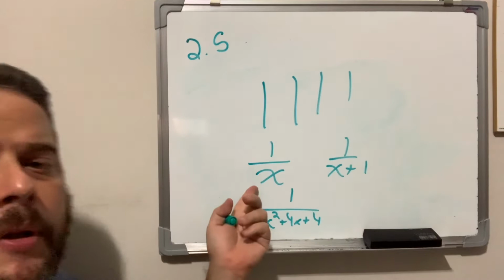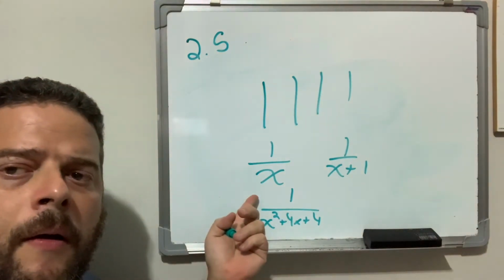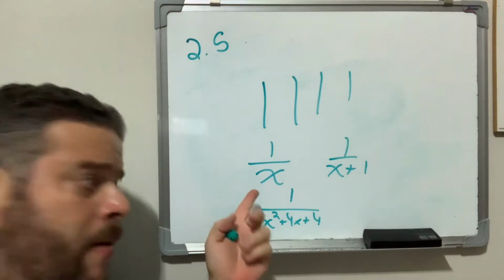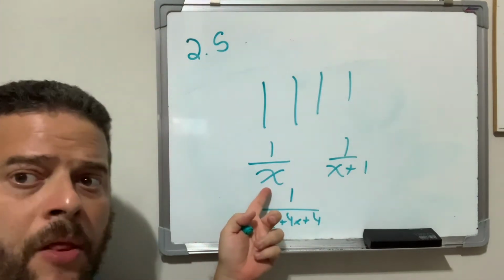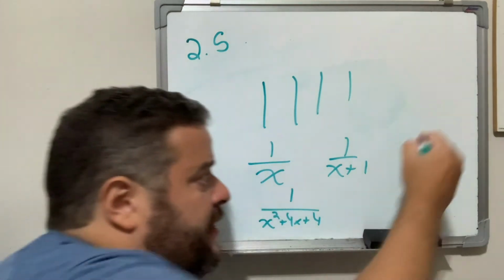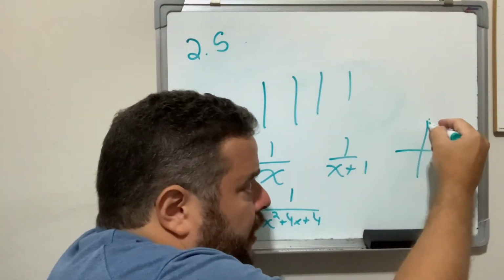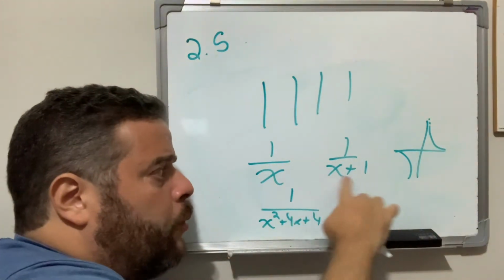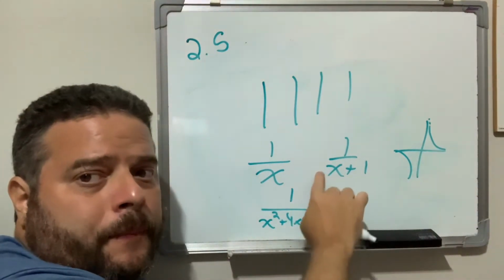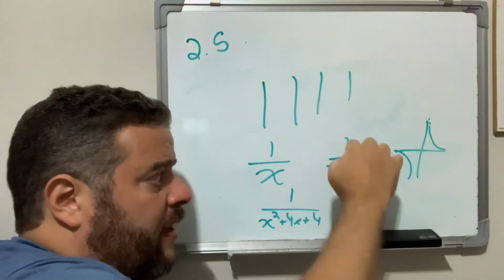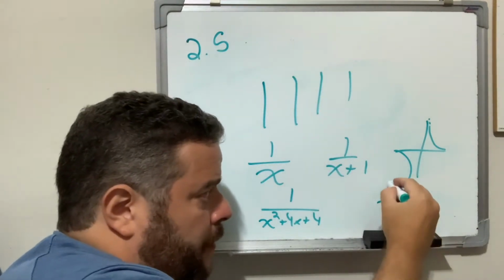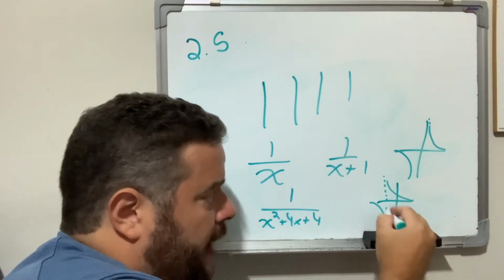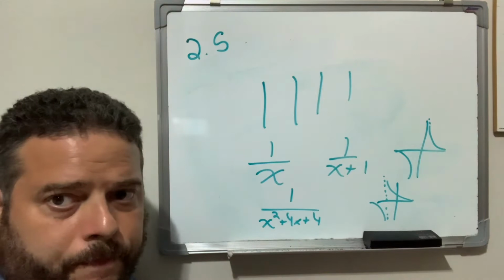Let's take, for example, here. What value would make this denominator 0? The value that would make this denominator 0 would be the number 0. So there is a vertical asymptote at 0. What value would make this denominator 0? -1. So in this case, which is another rational equation, we would have our vertical asymptote at -1.